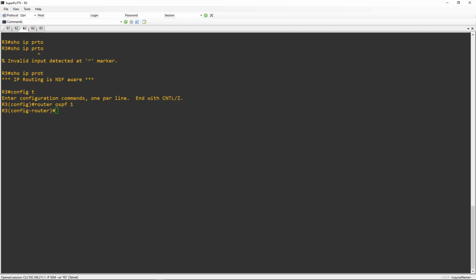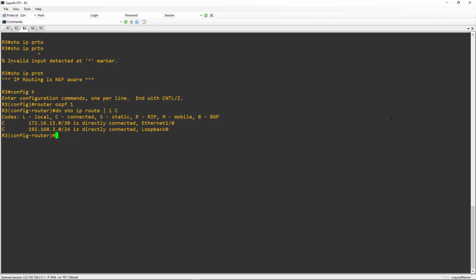And actually, yeah, we're using process ID 1. It doesn't really matter. Like I said, you could use a different process number, but we'll go ahead and stick with 1. Let me do a show IP route, include connected here. So the 13.0 subnet is going to go into area 2, and then the loopback interface is going to go into area 2 as well.